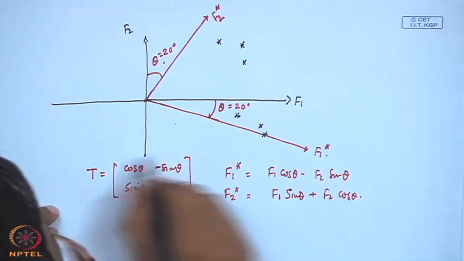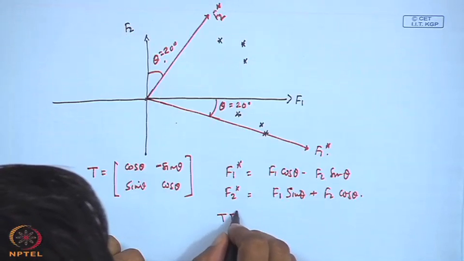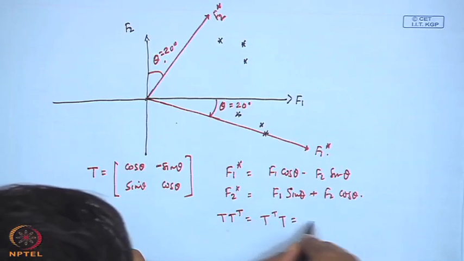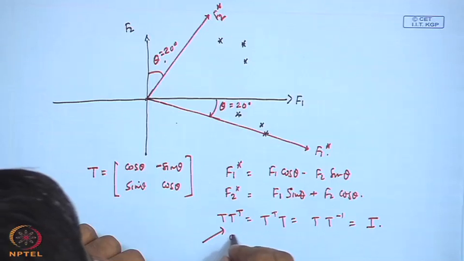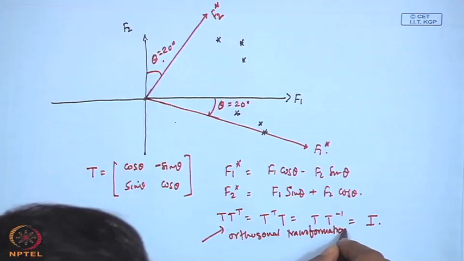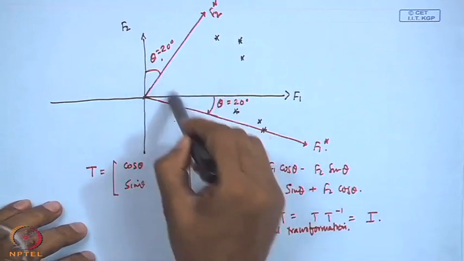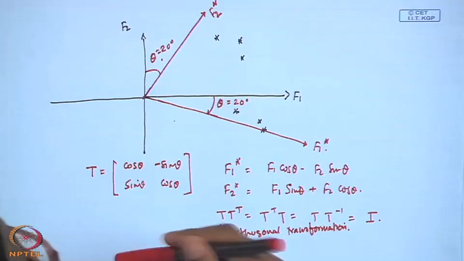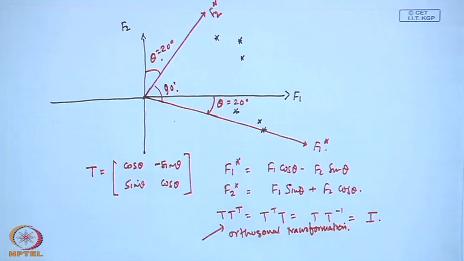We have also seen that if T transpose equals T inverse, so T transpose T equals I, then we say this is an orthogonal transformation. We have done this because rigid rotation keeps the 90 degrees intact. Using this orthogonal transformation, you got this.